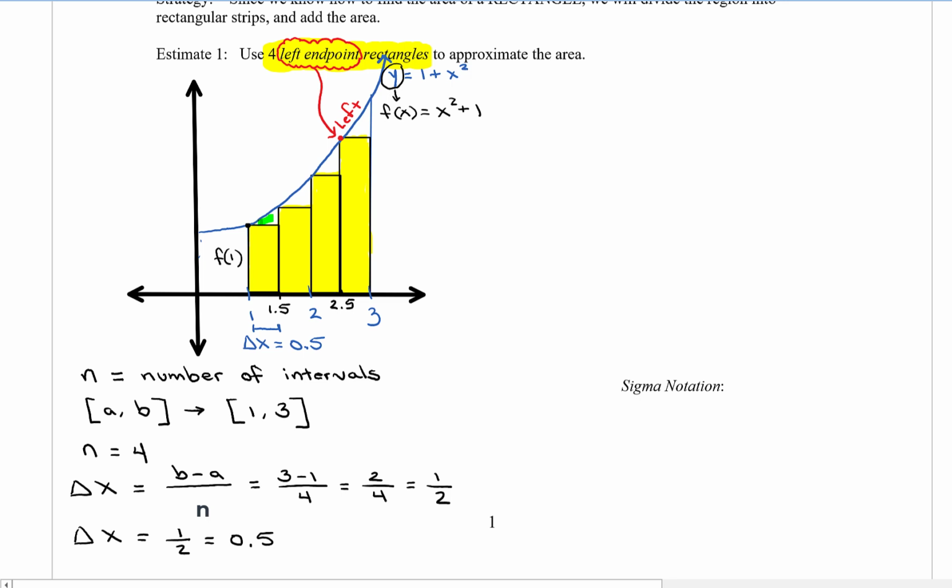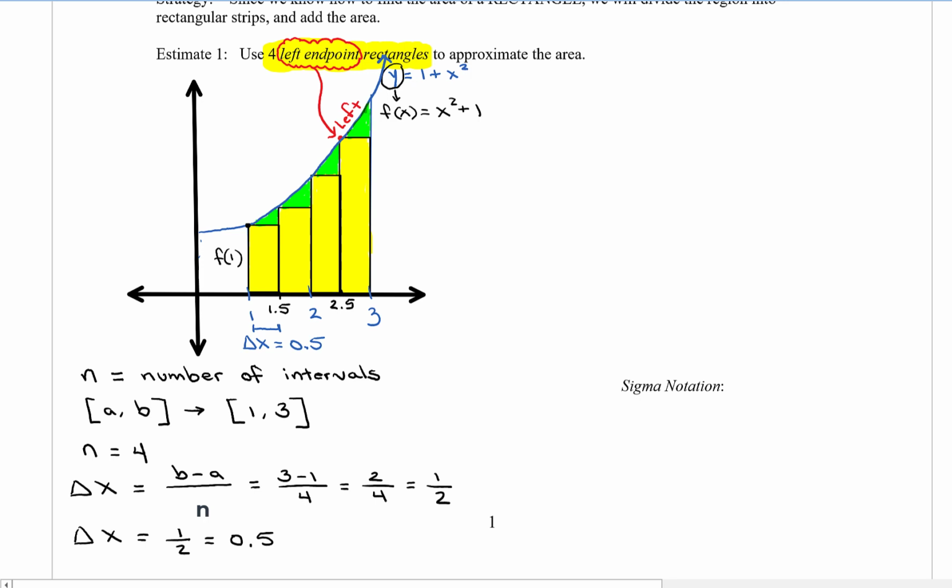So that first height, once again, I said is going to be represented by f of 1. I'm also going to shade in that part that is not going to be found in green so that you can see that this actually represents an underestimate. So I'm shading in green that leftover area part that I will not be finding the area of.